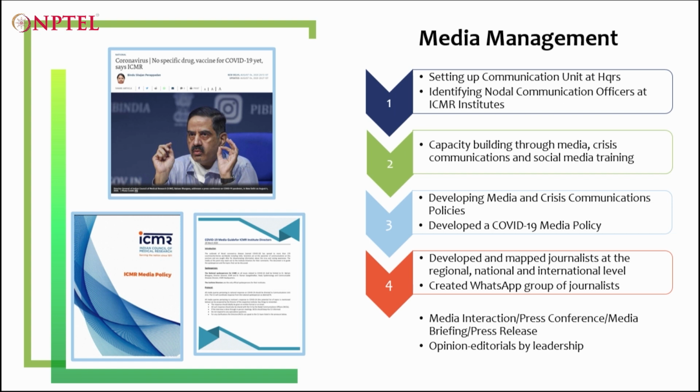So we identified and decided who is going to speak, and developed and mapped journalists at the regional, national and international level. We had a database of journalists at each level, and created a WhatsApp group so that we could immediately share information on COVID-19. Regularly we were having media interactions, and press conferences and media briefings were happening on a regular basis, initially at ICMR, then at the ministry level.